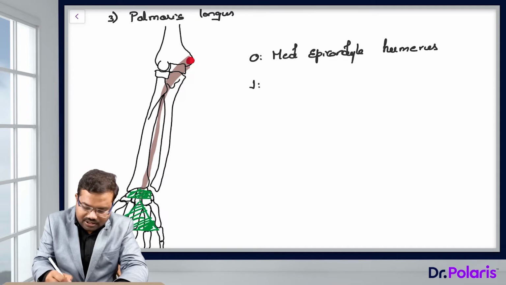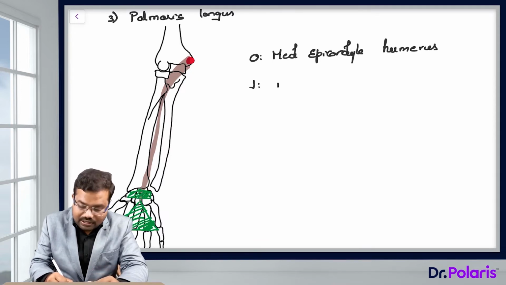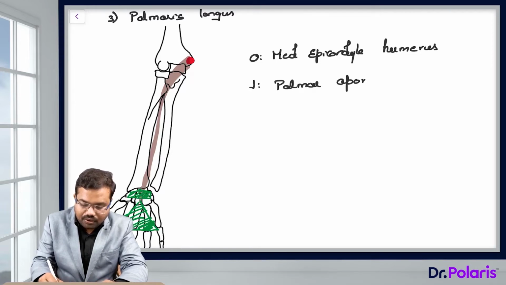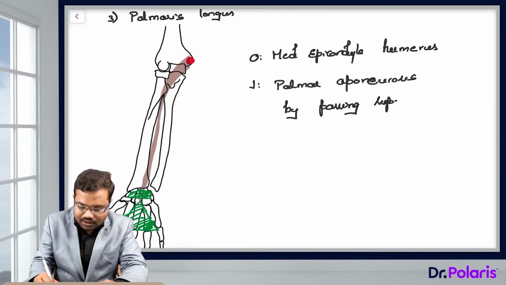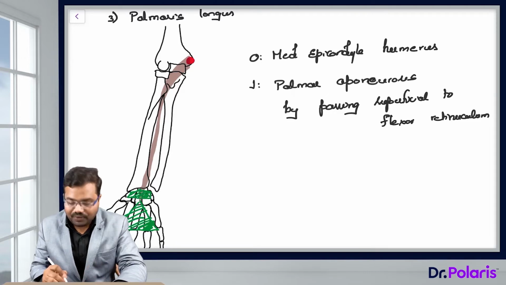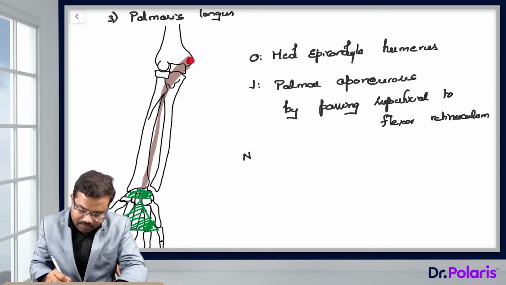And where is the insertion? It will be inserting as palmar aponeurosis, bypassing superficial to the flexor retinaculum. That's the important thing. Superficial to flexor retinaculum. And what is the flexor retinaculum? It is actually thickened deep fascia at the level of the wrist joint. Next, what is the nerve supply? The nerve supply is again the median nerve.